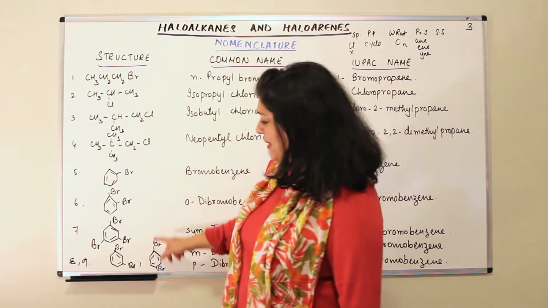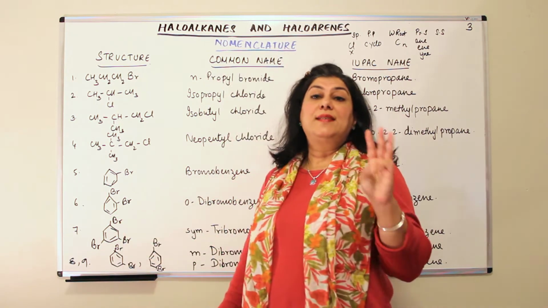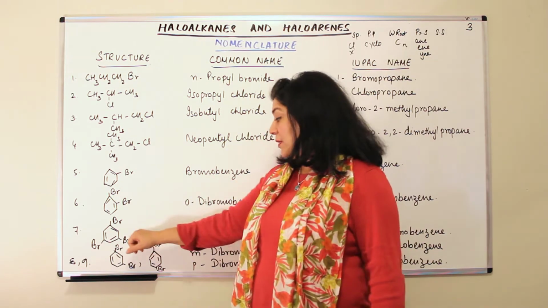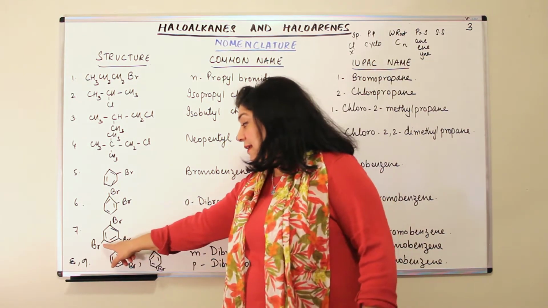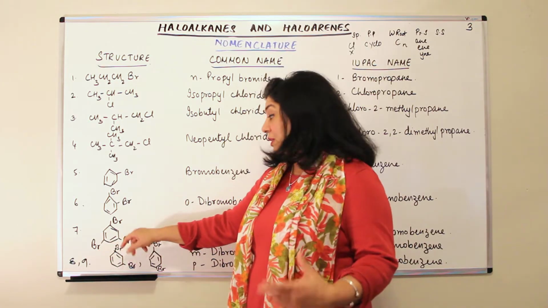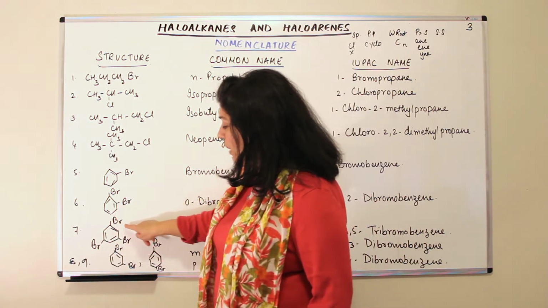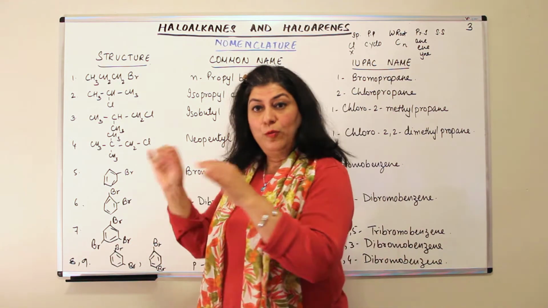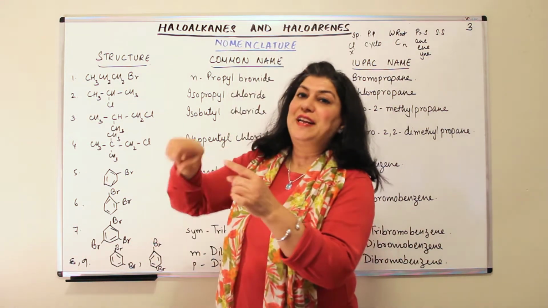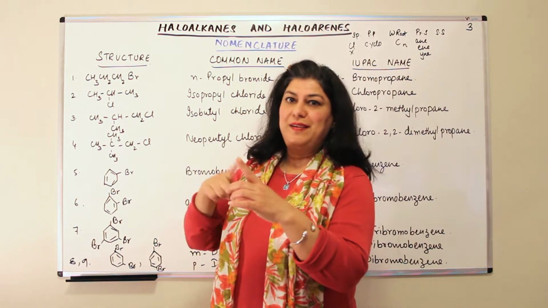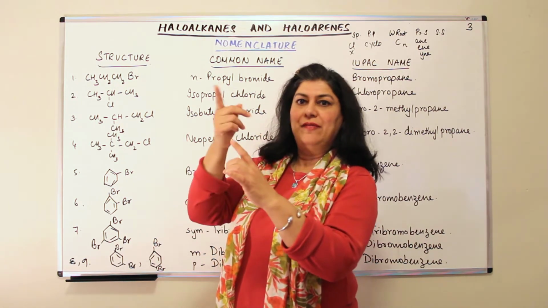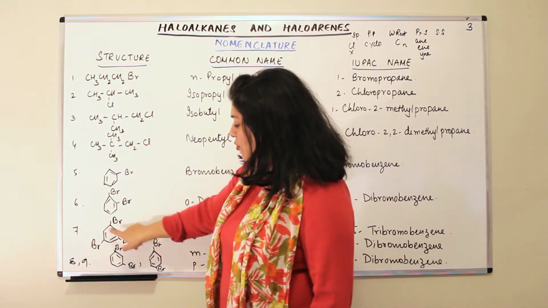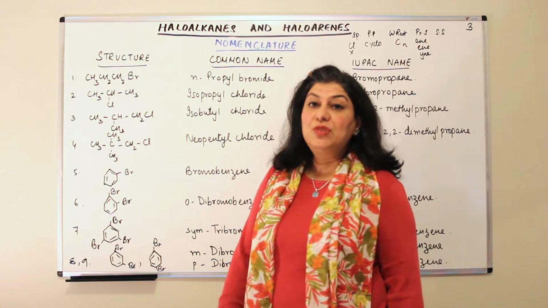Now let us come to example 7. This is a tri-substituted compound. There are bromines present on the 1st carbon, the 3rd carbon, and then the 5th carbon. Why? Whenever you are naming a compound and you have started counting from one direction, you can't change the direction while naming it. So you have to go on till you have added all the substituents. So this becomes 1, 3, and this position becomes 5.